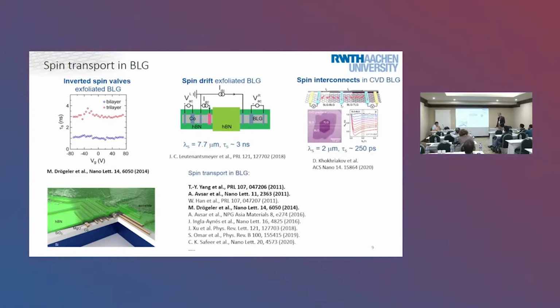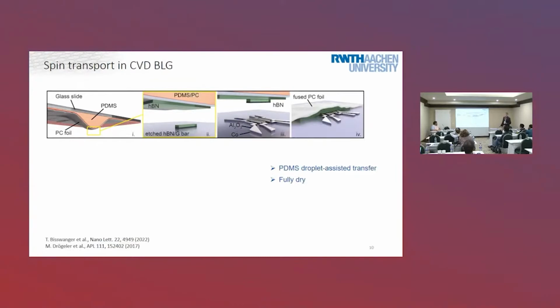There are many more publications on spin transport in bilayer graphene. I want to focus now on a recent work from our own group, where we are using these inverted spin valve structures with CVD-grown bilayer graphene. Here, Timo Biswanger from our group designed a new fabrication method.